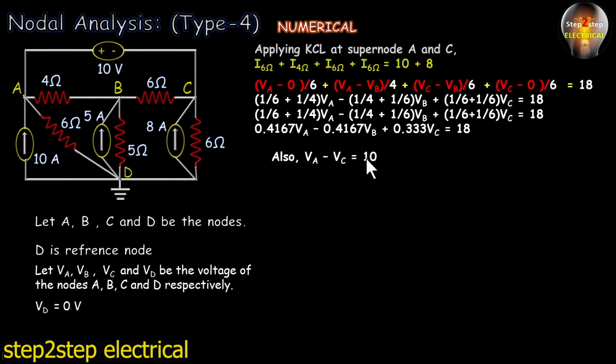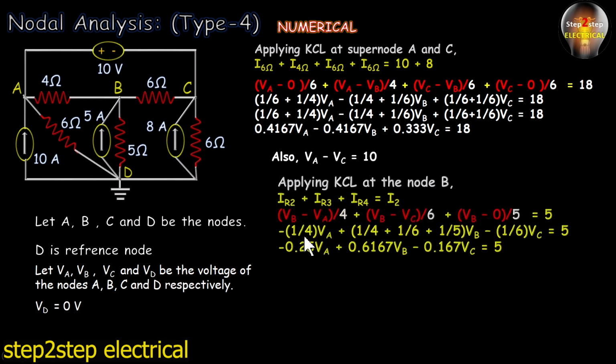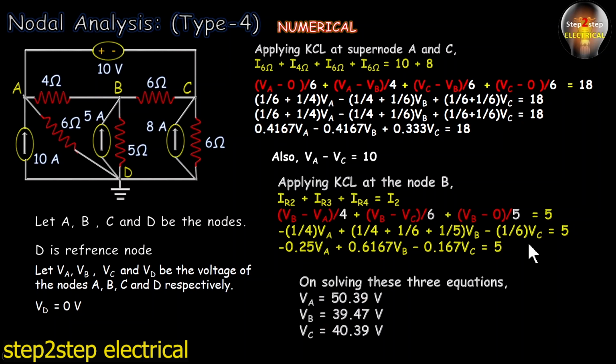VA minus VC equals 10. This gives the second equation. VA minus VC is equal to 10 volt. And the third equation is, while applying KCL at node B, we will get, on simplifying, minus 0.25 VA plus 0.6167 VB minus 0.167 VC is equal to 5. So we have got three equations, and now on solving these three equations, we will get the values: VA equals 50.39 volt, VB equals 39.47 volt, and VC equals 40.39 volt.